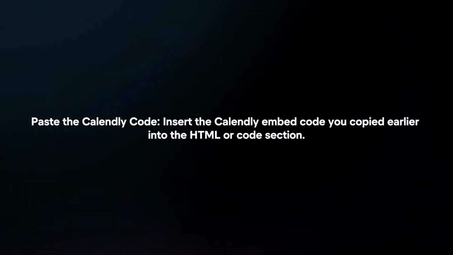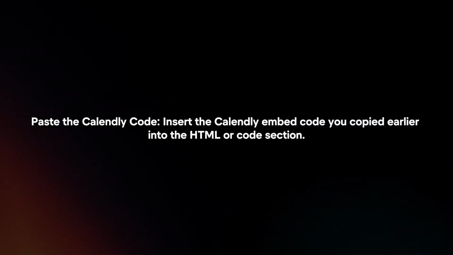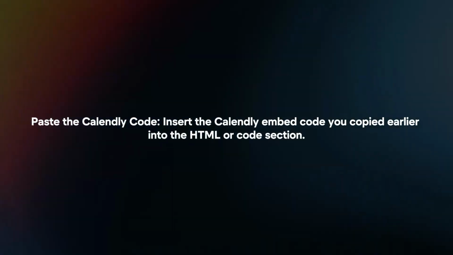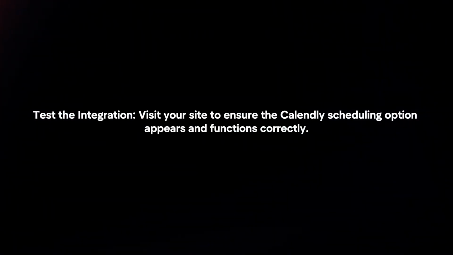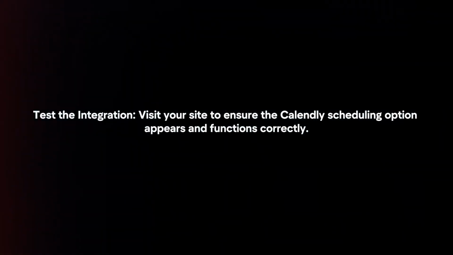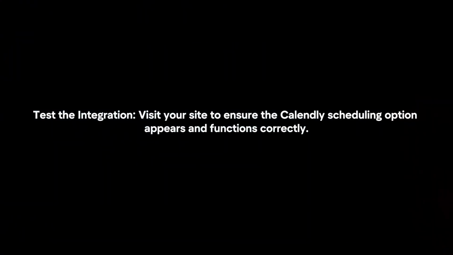Adjust and save. Resize or reposition the embedded section as needed. After making your changes, save or publish the page. Test the integration. Visit your site to ensure the Calendly scheduling option appears and functions correctly.